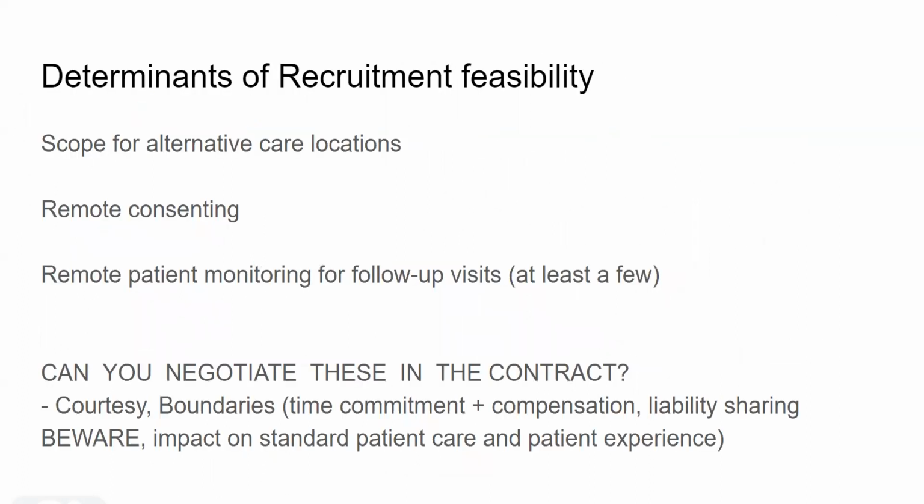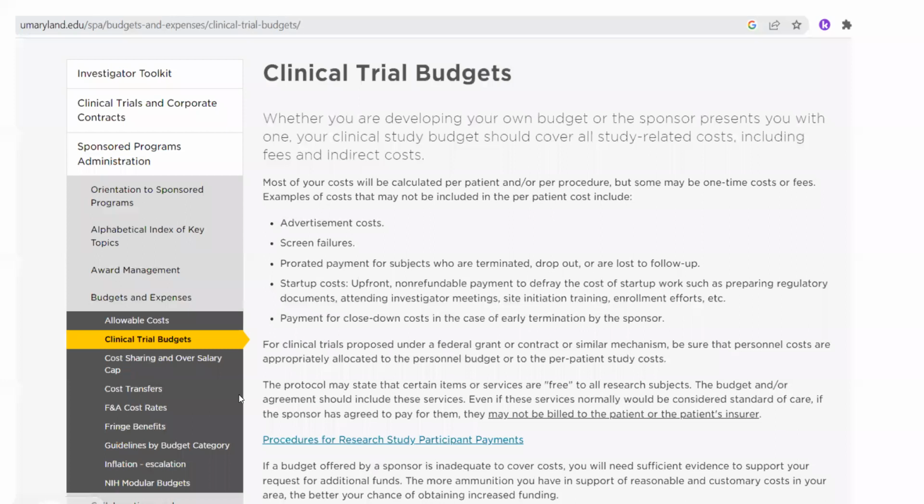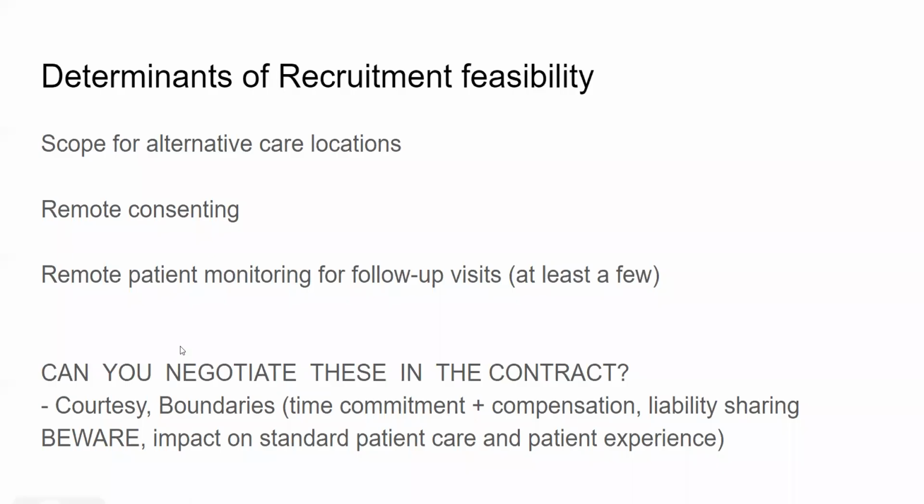During negotiation of the budget, it's prudent to also include some funds for trialing the recruitment material itself so that patients' acceptability and openness to trials can be judged in advance and it does not end up being a wasted endeavor. Remote consenting and remote monitoring have already been discussed. Scope for alternative care locations: is there some place closer to the patient's residence where they can show up for a monitoring visit instead of coming to the main site?